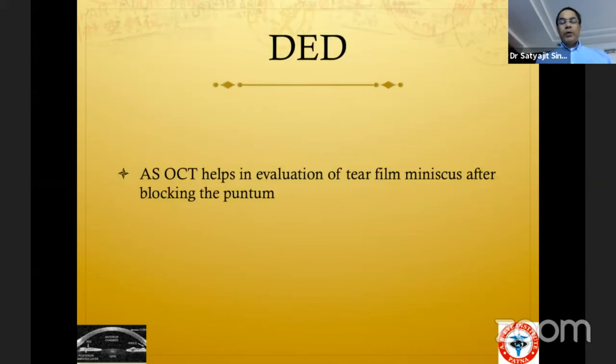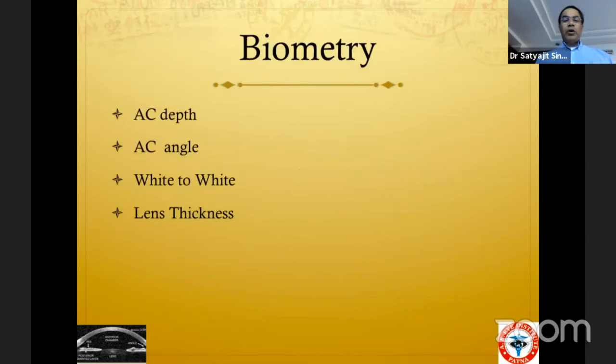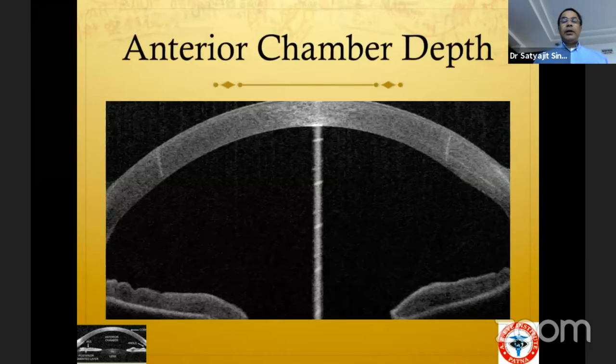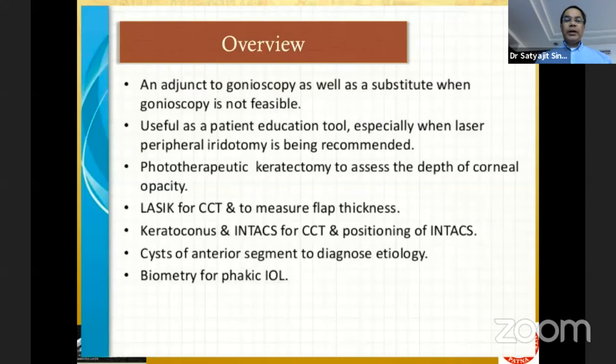This is very helpful these days in dry eye disease. Anterior segment OCT helps in evaluation of the tear film meniscus after blocking the punctum. In biometry also, you can see the AC depth, and the anterior chamber angle you can see with this OCT. You can measure white to white, and you can also see the lens thickness. This is a picture of the anterior chamber on anterior segment OCT, which gives you the depth.